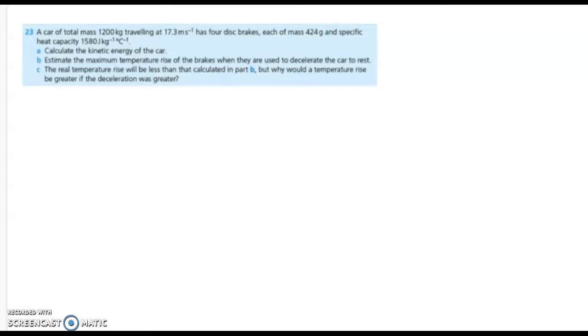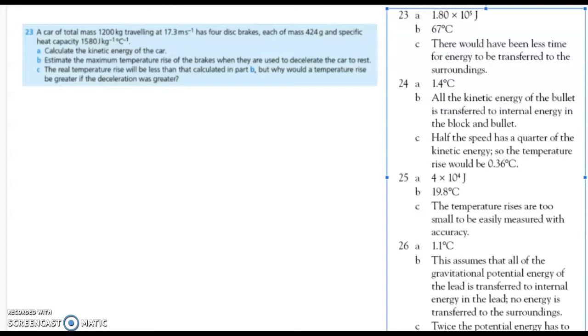Have a go at this question then. A car of total mass 1,200 kilograms traveling at 17.3 meters per second has 4 disc brakes. Calculate the kinetic energy of the car. Estimate the maximum temperature rise of the brakes when they are used to decelerate the car to rest. So in this case, all that kinetic energy has turned into heat, and use that to work out the temperature rise. The increase in temperature should turn out to be 67 degrees, which is rather a lot.